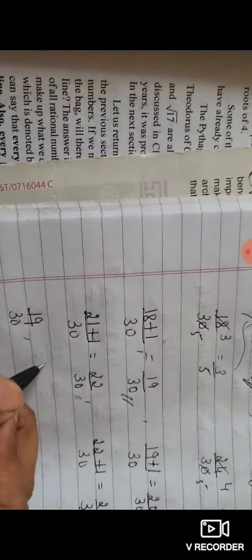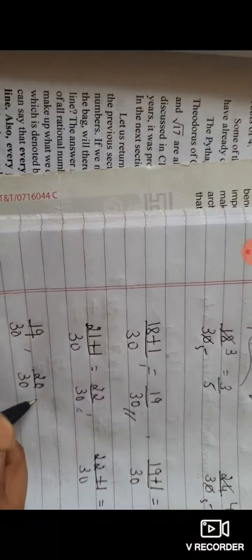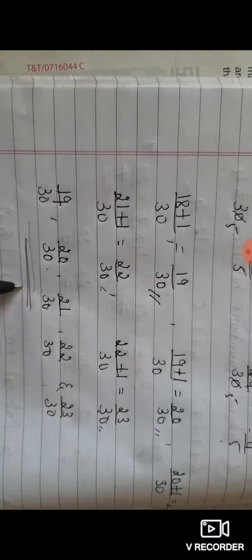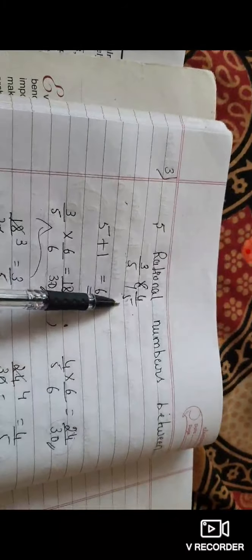Which are they? 19 by 30, 20 by 30, 21 by 30, 22 by 30 and 23 by 30. That is 1, 2, 3, 4 and 5. Hence we found 5 rational numbers between 3 by 5 and 4 by 5. Hence the solution. Hope you are clear, children.